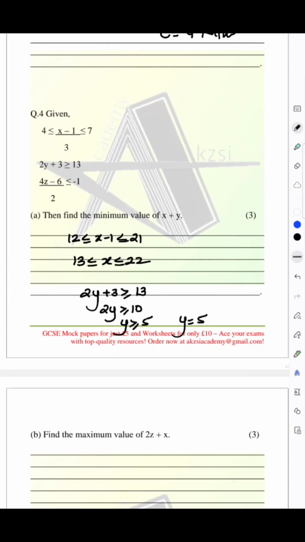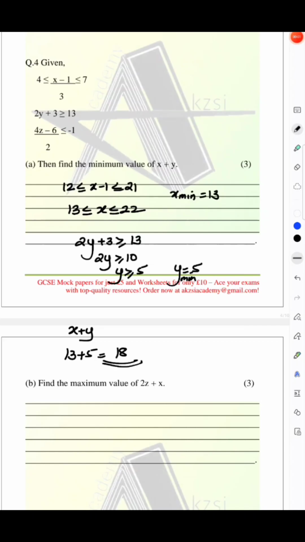For x, the minimum value is 13 and the maximum value is 22. So x minimum is definitely 13 and y minimum is definitely 5. So the minimum value of x plus y will be 13 plus 5, which is 18. So 18 is the minimum value of x plus y.